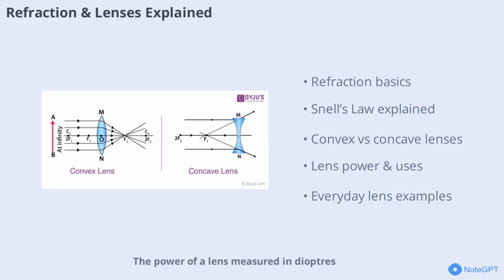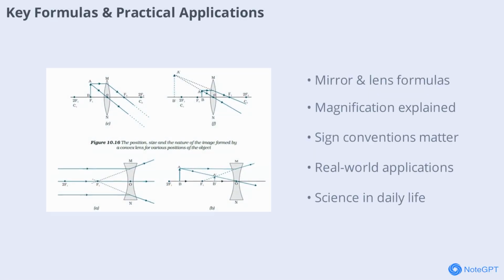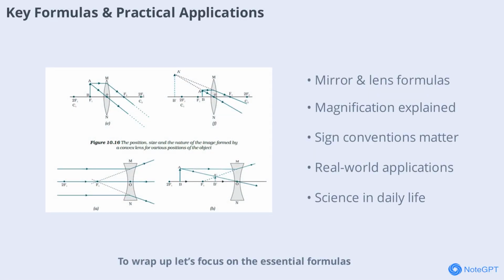The power of a lens, measured in diopters, tells us how strongly it converges or diverges light. Lenses are everywhere, from cameras and microscopes to eyeglasses and telescopes. Understanding how they work helps us appreciate the technology all around us. To wrap up, let's focus on the essential formulas and real-world applications of what we've learned.